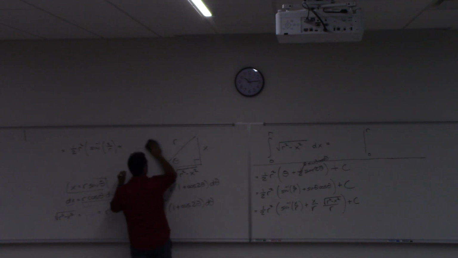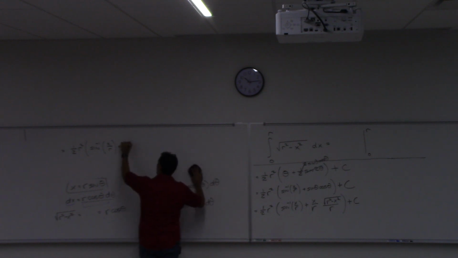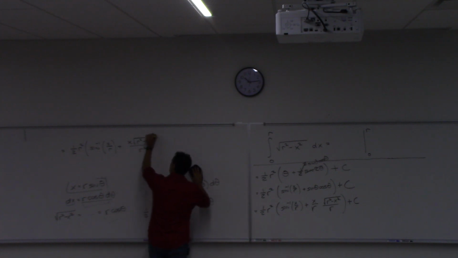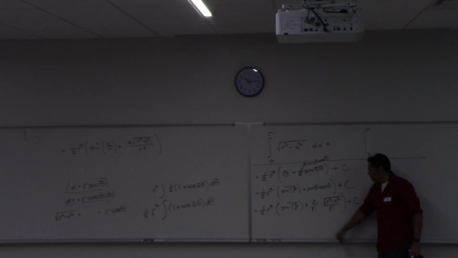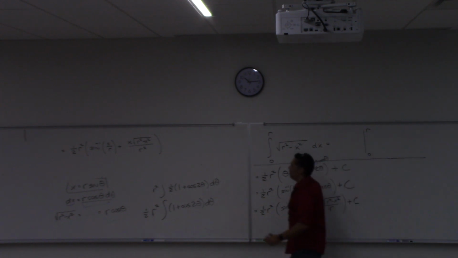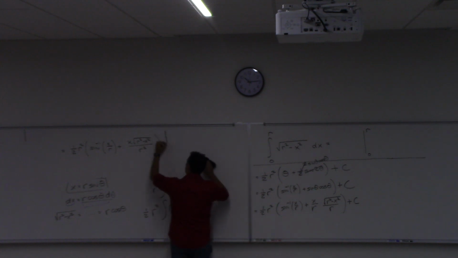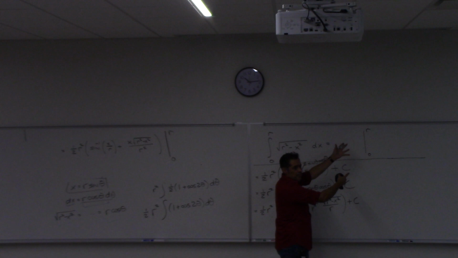Can I write it this way? Can I write x square root of r squared minus x squared over r squared? Is that all right if I just put these together? I don't need a plus c, do I? No. But now I need my evaluation bar, 0 to r. So what I was doing was I was continuing this now, right?